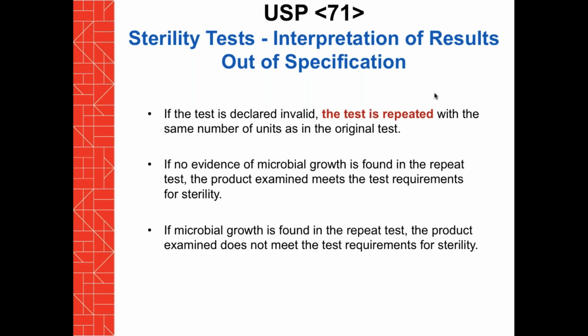If the test is declared invalid, the test may be repeated with the same number of units as the original test on the same lot, the same batch. If no evidence of microbial growth is found in the repeat test, the product examined meets the test requirements for sterility. If microbial growth is found in the repeat test, the product examined does not meet the test for sterility. And I would encourage you to exercise caution in your judgment when evaluating and conducting out-of-specification investigations.